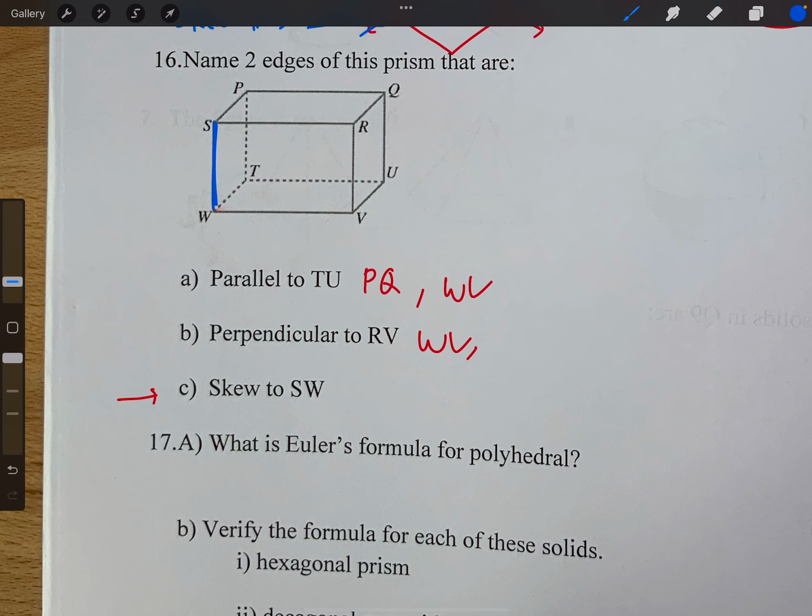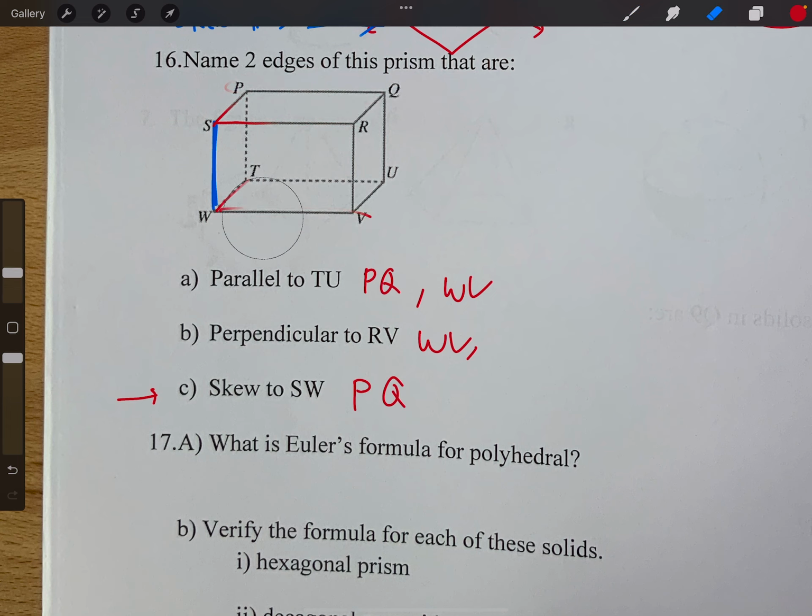SW is this one here. Now skew means that it's not on the same plane of existence. So imagine if it's there, that means that the plane of existence could be, let me see, for example, PQ. It's not in any of these, it can't be any of these lines. PQ is on the other side and it's pointing in a different direction. So you can say PQ is one of them.